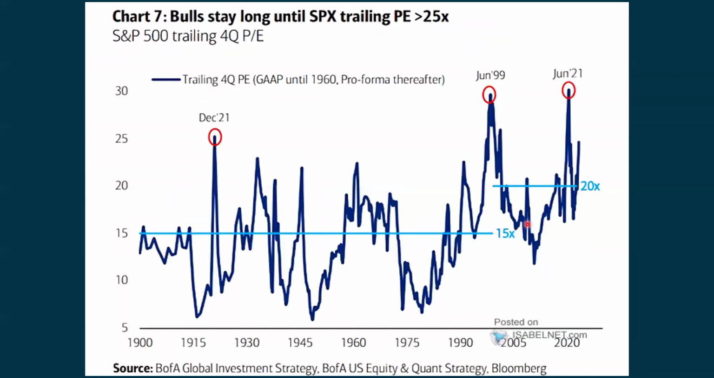Then here's another one. It says that the bulls stay long until the S&P trailing, that's the trailing 12 months or TTM, goes over 25. Well, we're not over 25 right now. We are above 20.